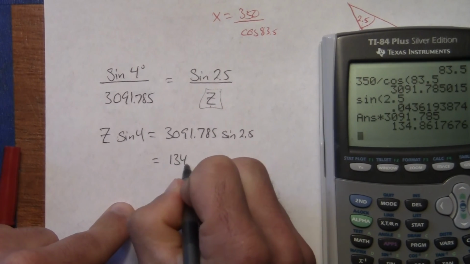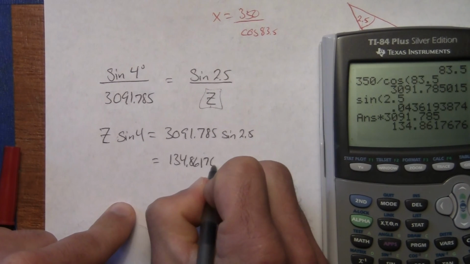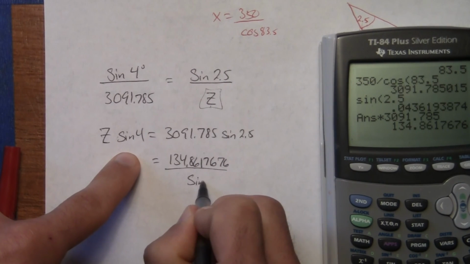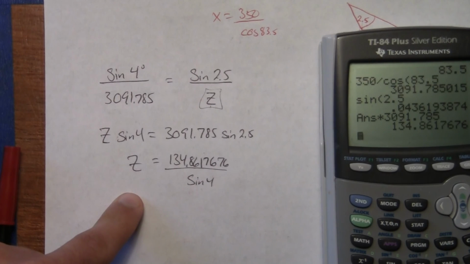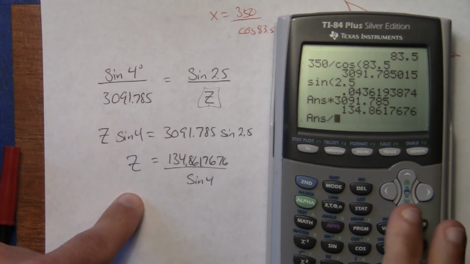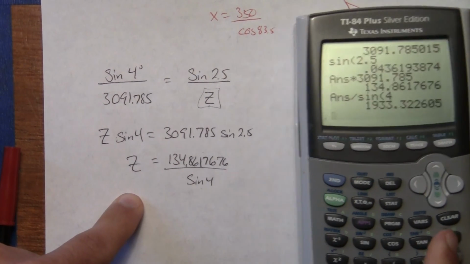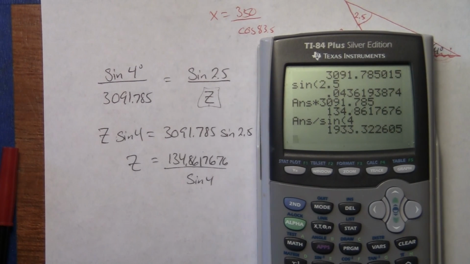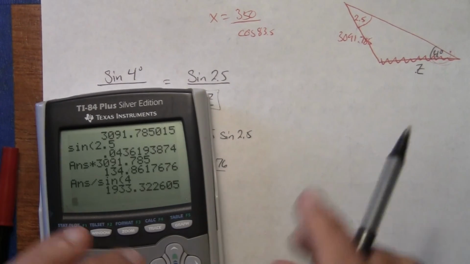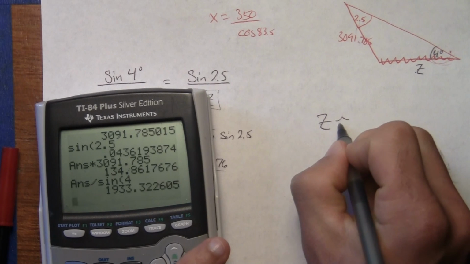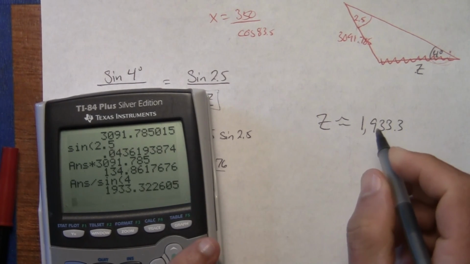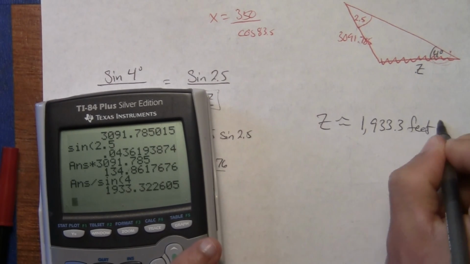There's the number on the right. It's 134.86176676. Sine of 4 is what I need to divide by. So we'll divide that by sine of 4. There we are. And we end up with 1,933.3. And that is my final answer. It is z is approximately 1,933.3 feet, I guess is what we were working with.